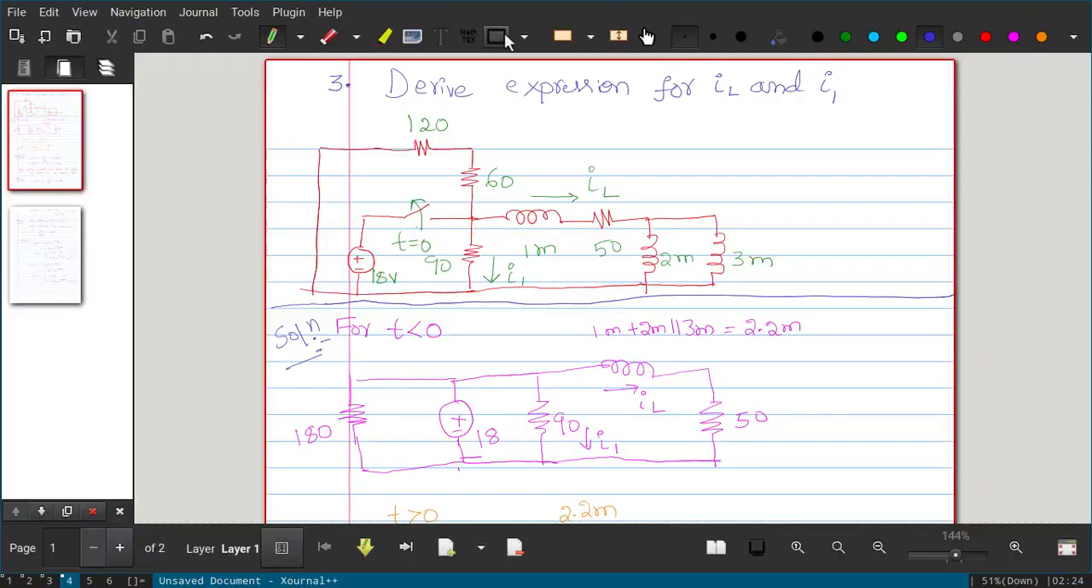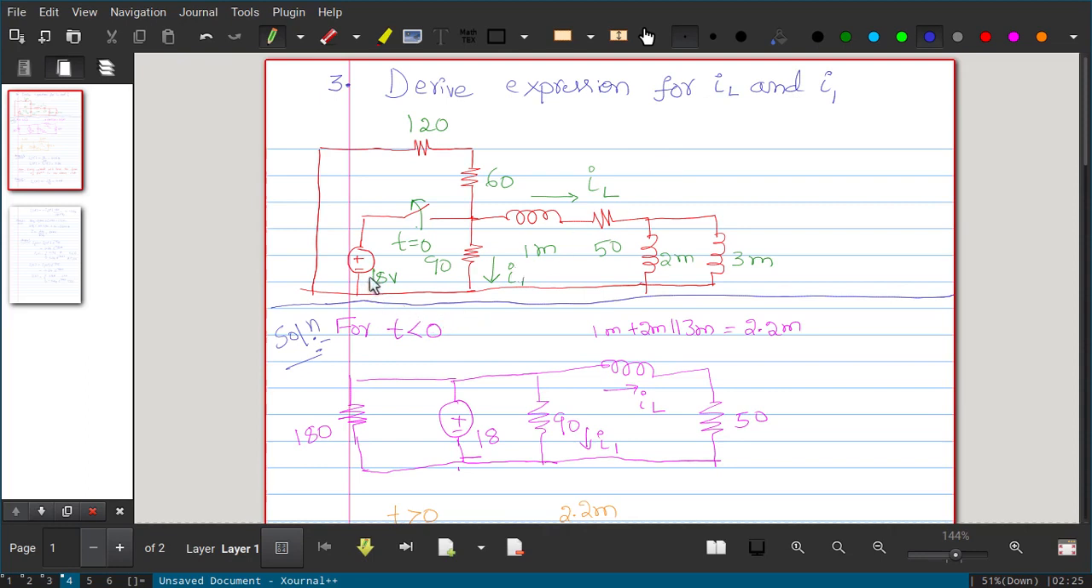Hello, we will solve a problem in this video. You take down this problem, pause the video and solve it, and later you verify it. Okay, so what is the question here? Derive an expression for IL and I1.